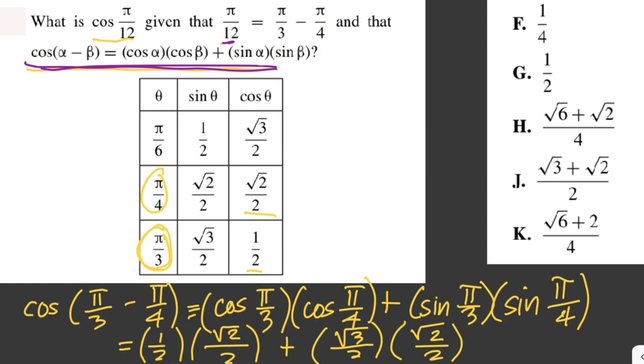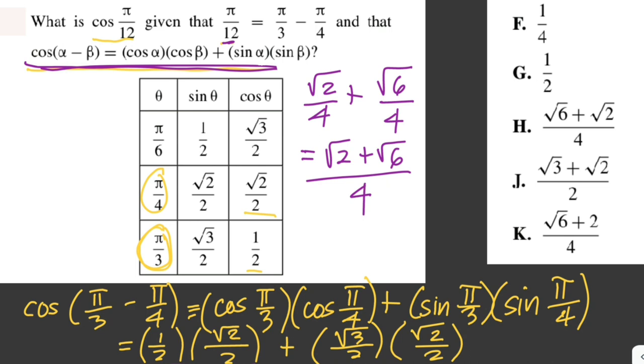And now we can simplify this one. 1/2 times square root of 2 over 2 is just equal to square root of 2 over 4, plus square root of 3 over 2 times square root of 2 over 2. Square root of 3 times square root of 2 is just equal to square root of 6 over 4. Since they have the same denominator, we can just directly add the numerators. So this is equal to square root of 2 plus square root of 6 over 4. Okay, so our answer here is letter H.